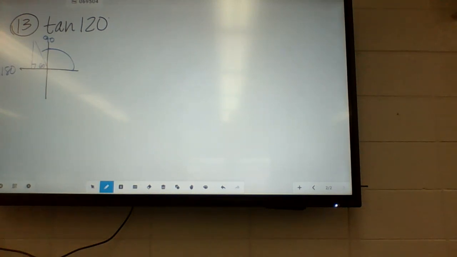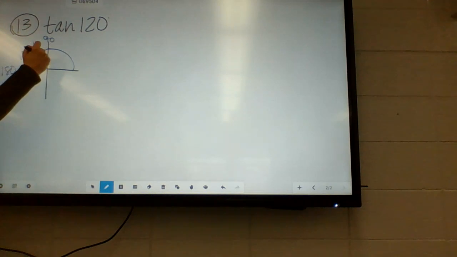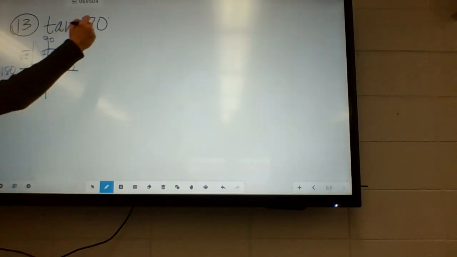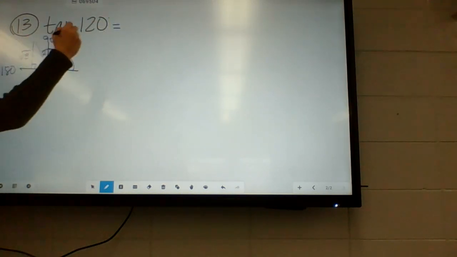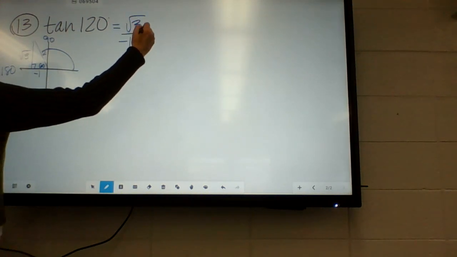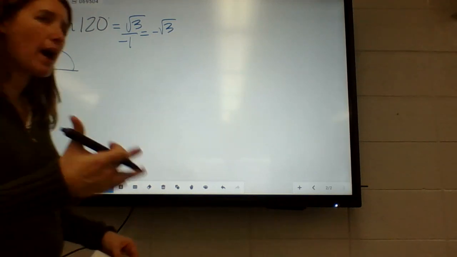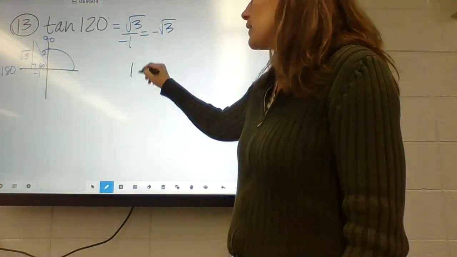So I'm going left, and this is going to be 1 because that's across from the 30. It's the shortest side. Going up, it's a positive square root of 3. And then the hypotenuse is just going to be 2. So if I want tangent, I want opposite over adjacent of the 120, which is technically of the 60. So this just ends up being a negative square root of 3. Now your calculator would tell you that as well, but we kind of want to know the why behind it, or like that we can do that without using a calculator.